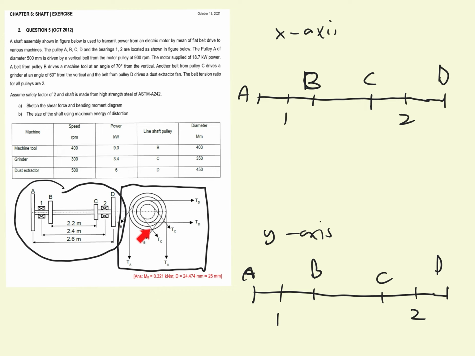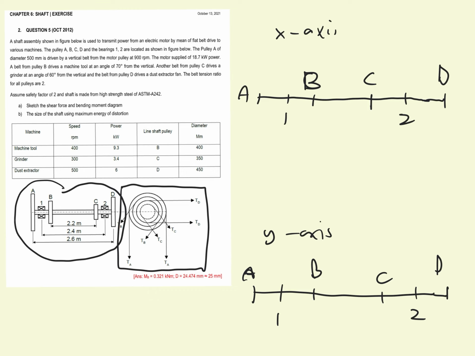The same goes for pulley C, because as you can see, for pulley C the belt is acting toward the right downside. It has an angle here. So for TC, we also need to resolve into the x-axis and y-axis. So at the position of pulley C, there will be loading in both the x-axis and y-axis, because we have resolved this TC into x and y.